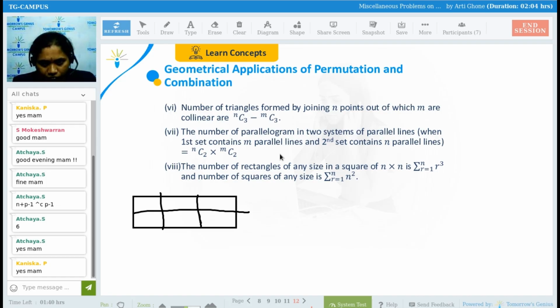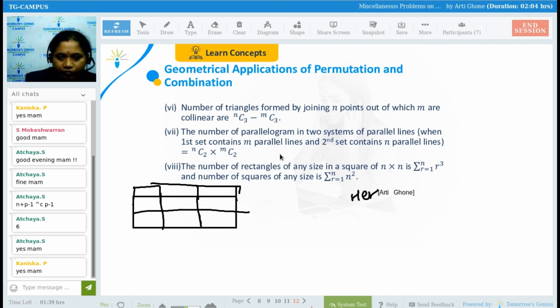Okay, so how many squares are there? N, 1, 2, 3. So a square is required. So it is 3 cross 3. Here n is equal to 3, right? No. So here n is equal to 3. Okay, fine. So r running from 1 to n, r running from 1 to n.